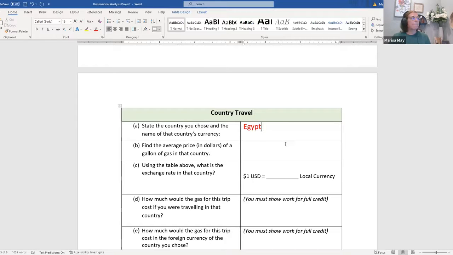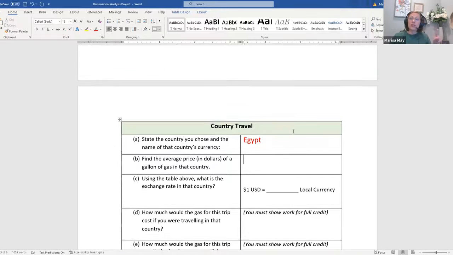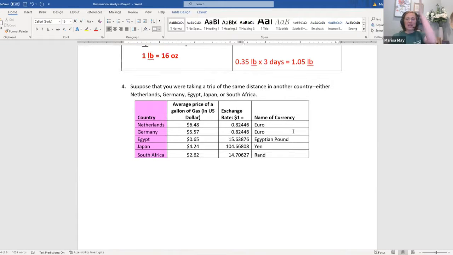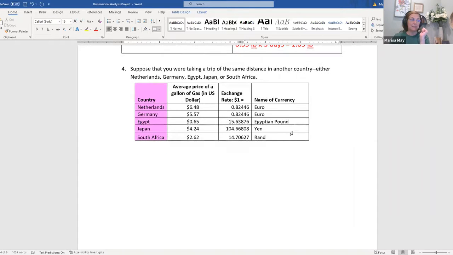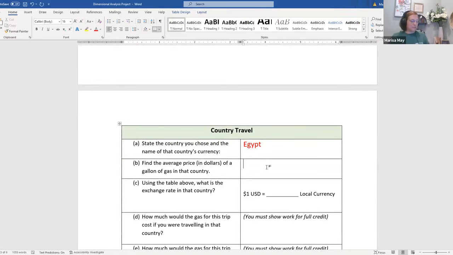Okay. Then for part B, find the average price of a gallon of gas in that country. You're just going to the chart. You're looking in that second column for your country, and it looks to me like Egypt is 65 cents. So I'm going to type that information. You can see how I was saying that A, B, and C are just looking up information in the chart, right? So for Egypt, second column, price per gallon, 65 cents.